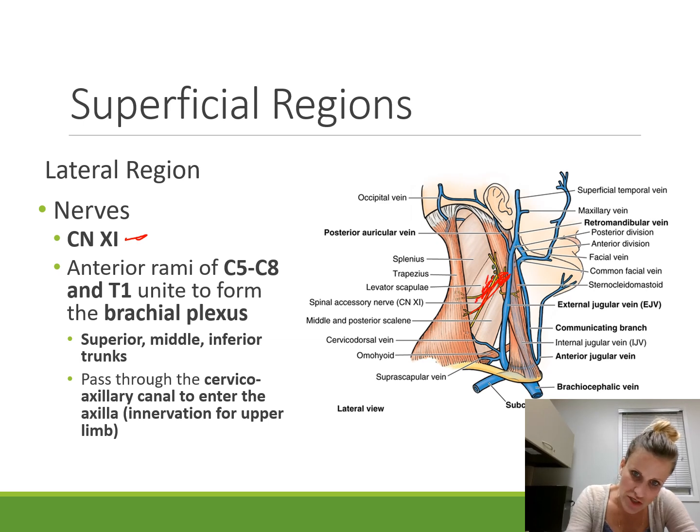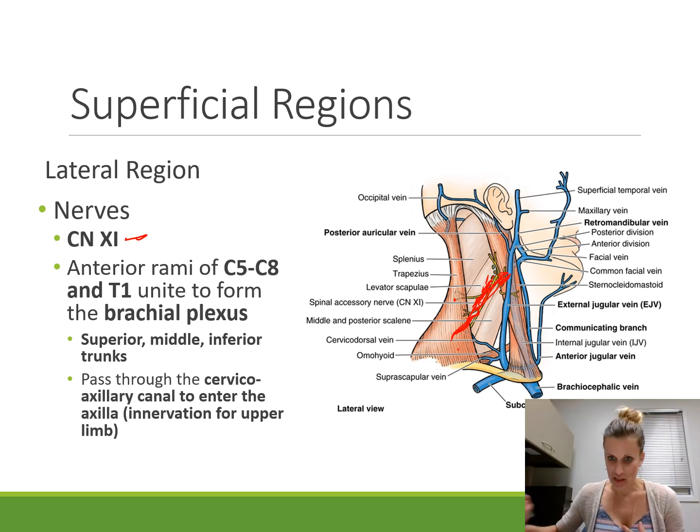across the lateral region, and then it disappears back behind the trapezius. Kind of down where the middle third and the inferior third of the trapezius meet. That's where the spinal accessory nerve will go in and enter underneath the trapezius. In the lateral region, we don't see it on this picture, but we'll see it on a picture in a second. We also see the brachial plexus.